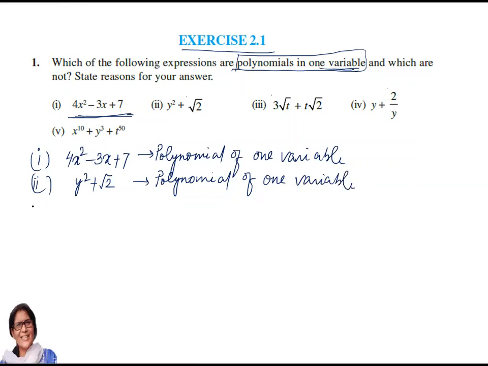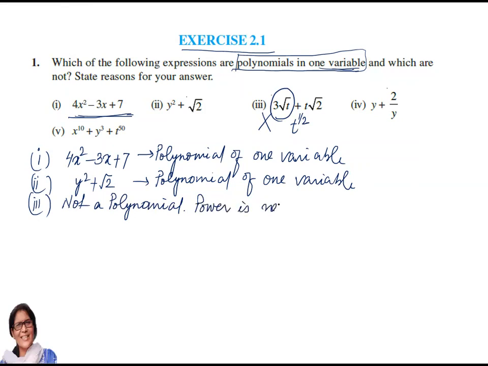Third one, is it? No, because root 2 means t to the power half. So this is not a polynomial. Not a polynomial. What is the logic? Here the power is not a whole number.